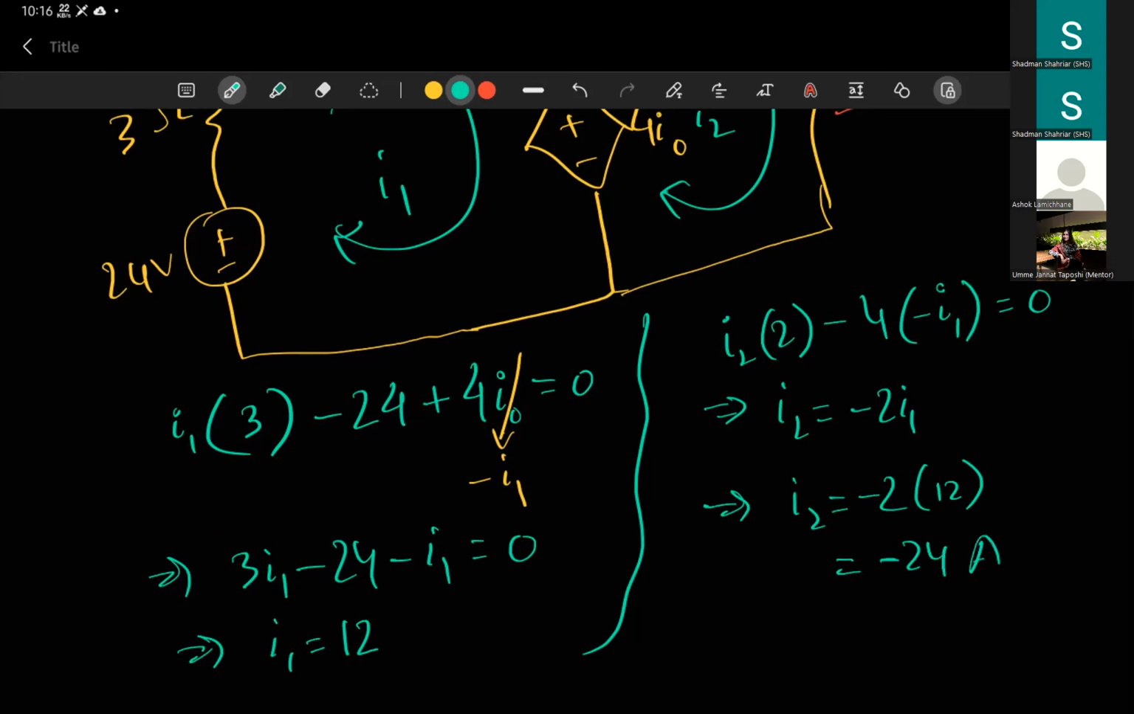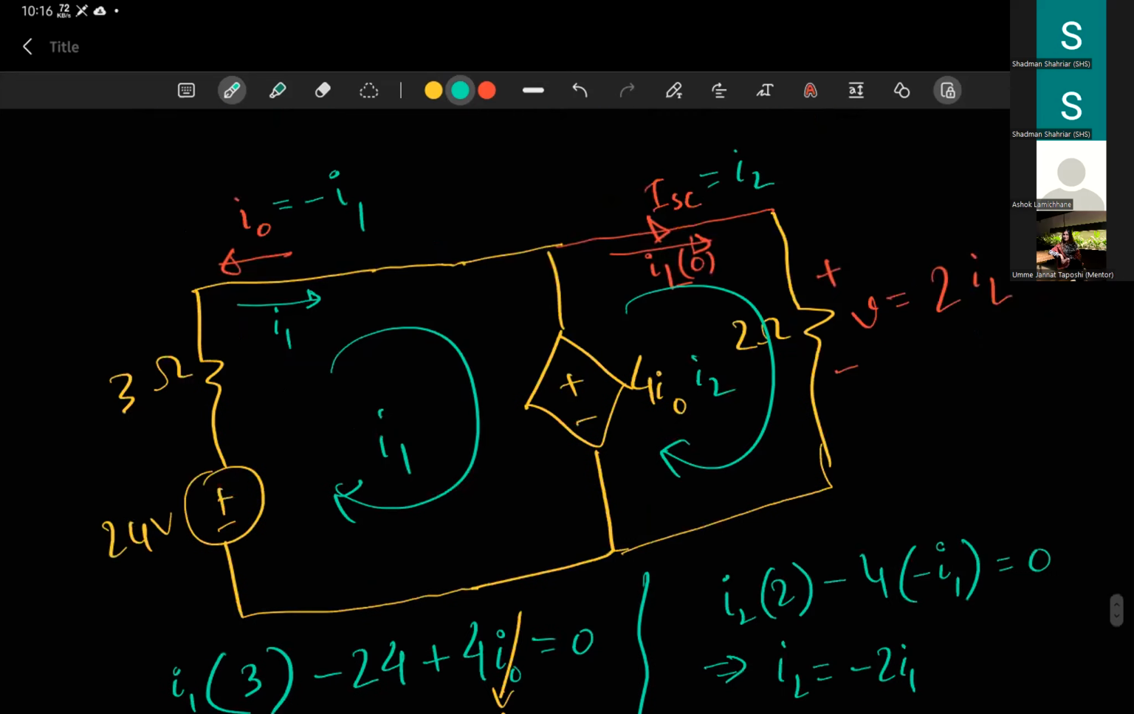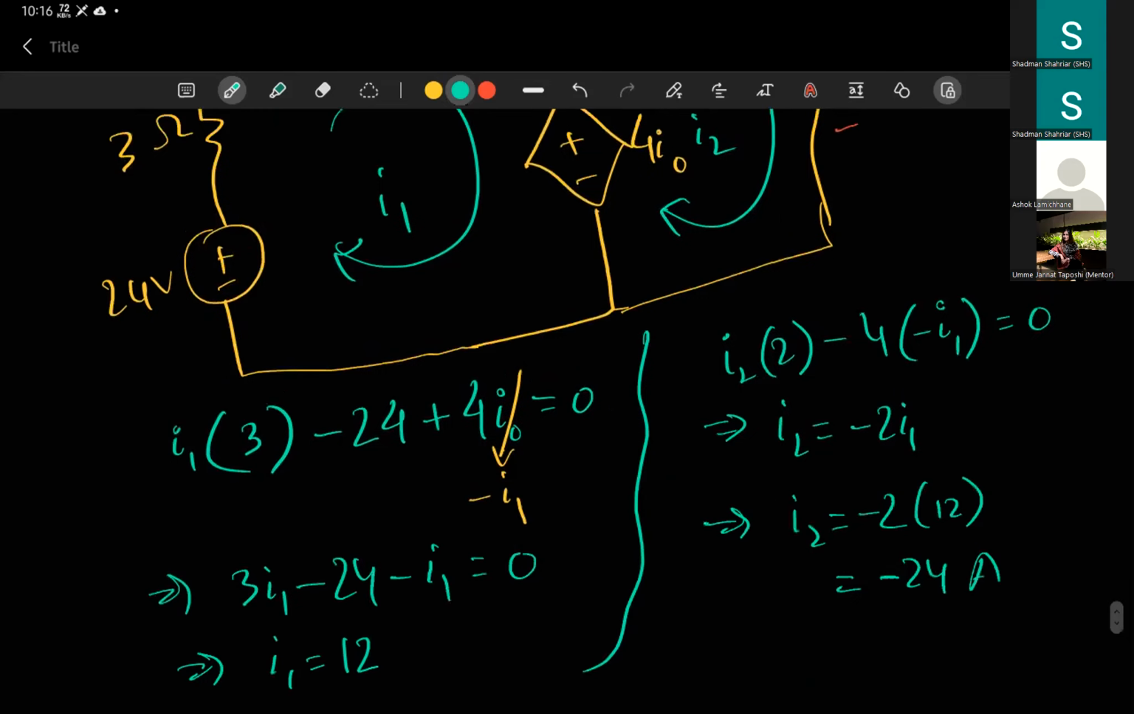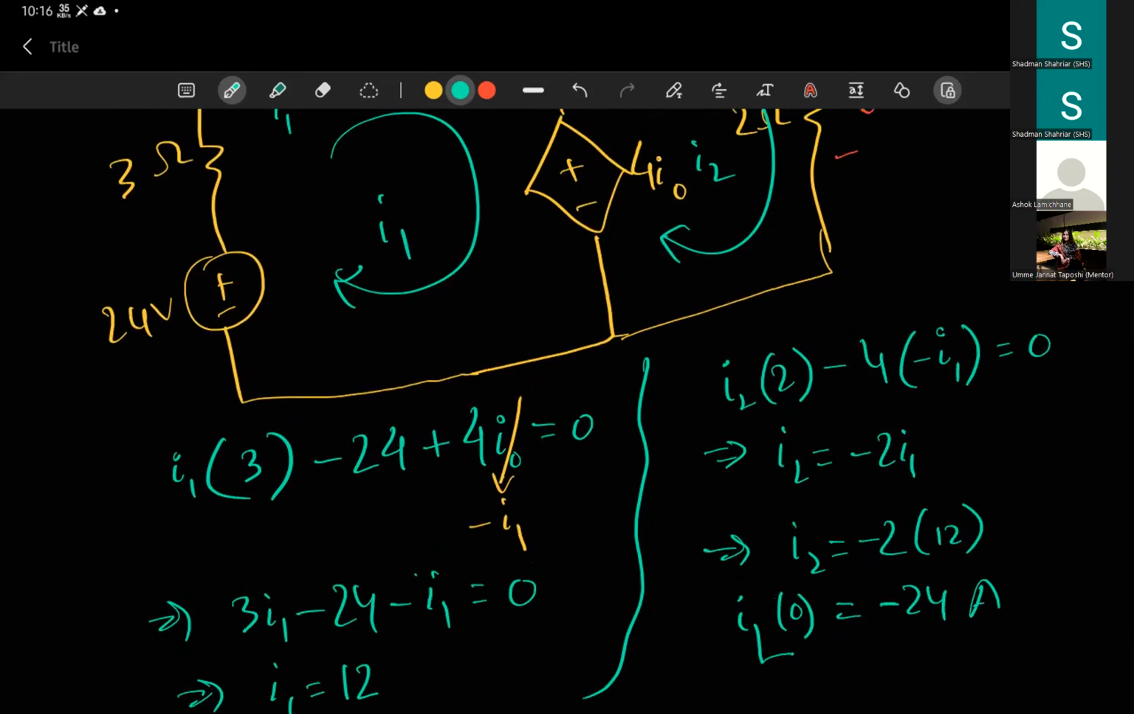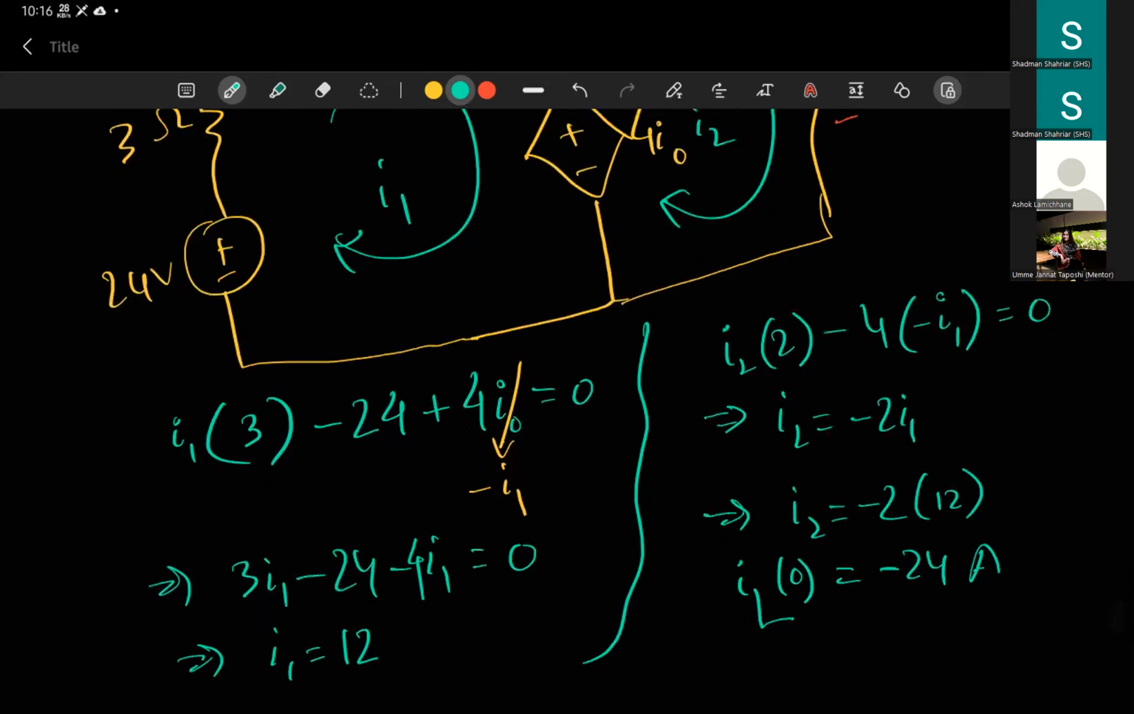I1 এর value minus 24 হবে না? কারণ 4 আছে, I0 এর আগে তো একটা 4 আছে। Minus 4 I0. Sorry, I missed that. So that should give us minus 24, and so our value should be minus 24. Okay, so the positive value of I2 is your ISC, or that is your initial inductor's current. Okay, so this is 48.